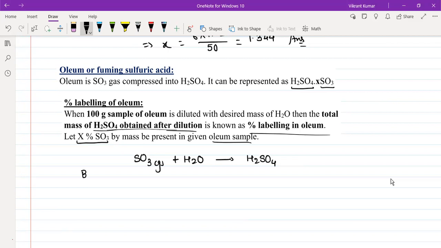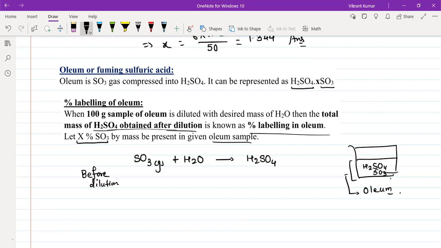Before that, I'm getting confused. Is oleum SO3, or is it H2SO4 dot XSO3? This is having some H2SO4 and SO3 compressed in that, and this whole thing is called oleum. Okay. So then they said 100 gram sample of oleum. I have taken some oleum in which both of these things will be there.